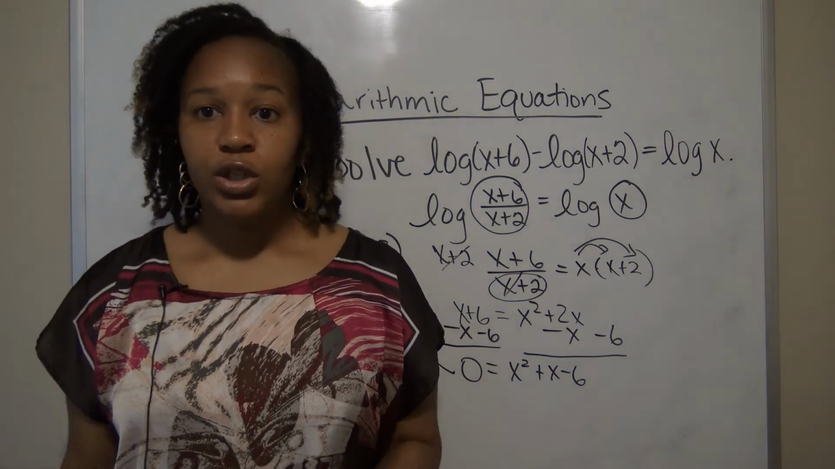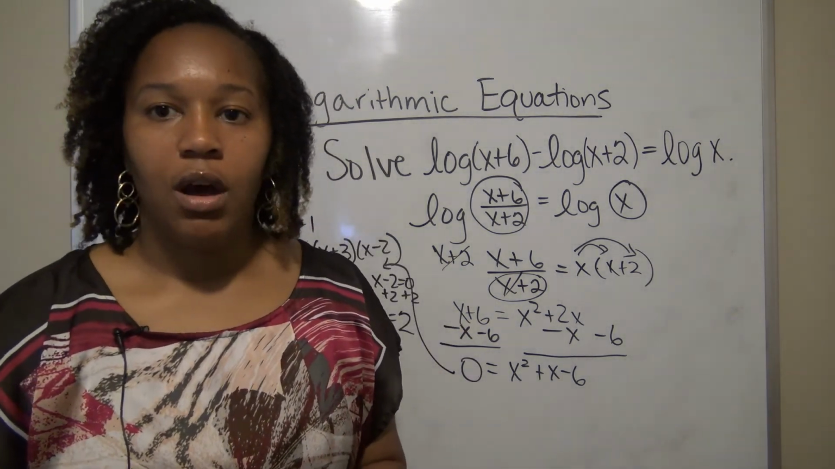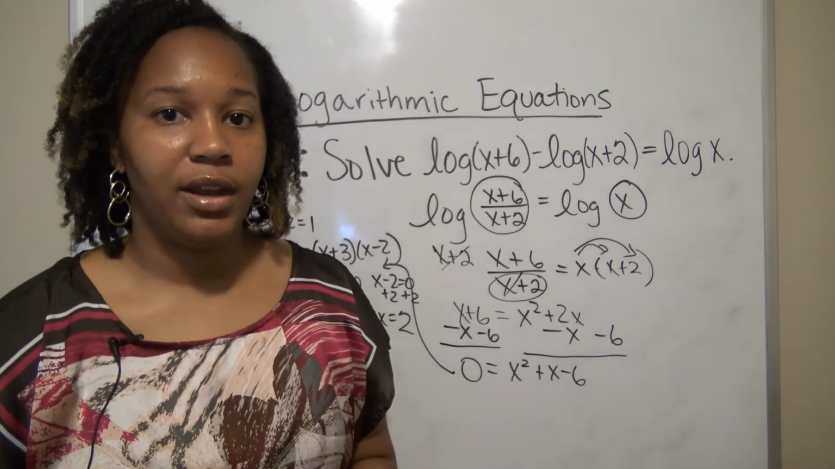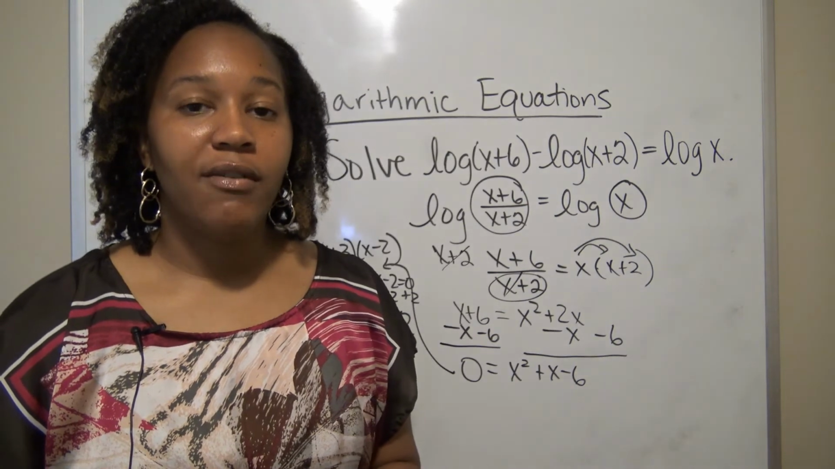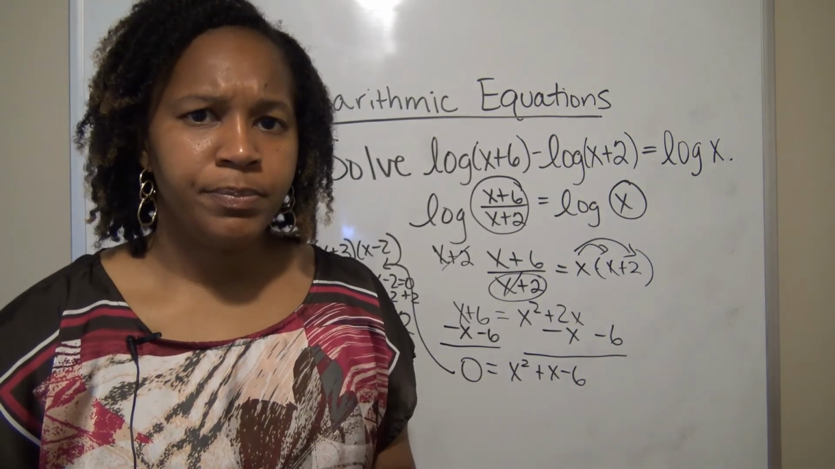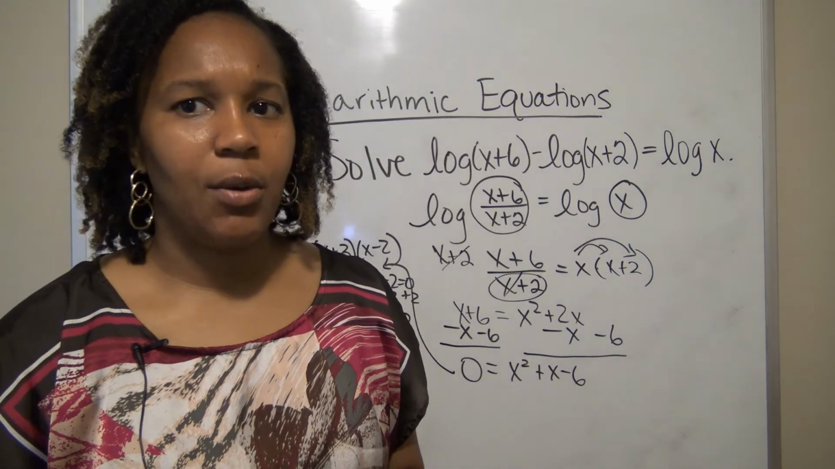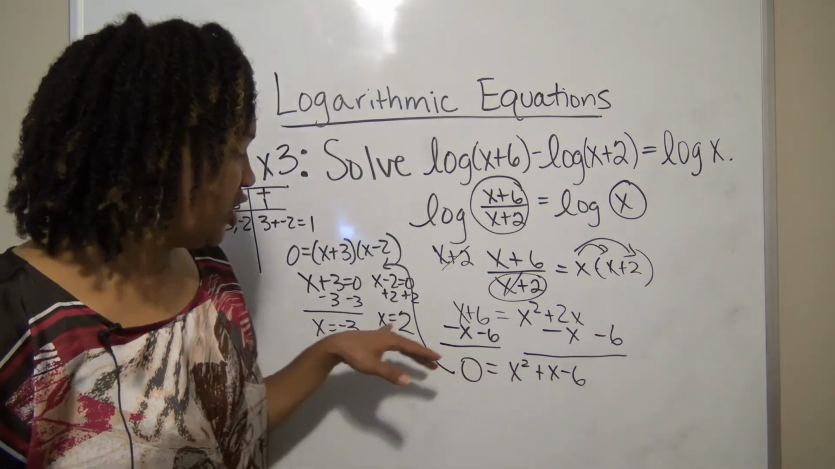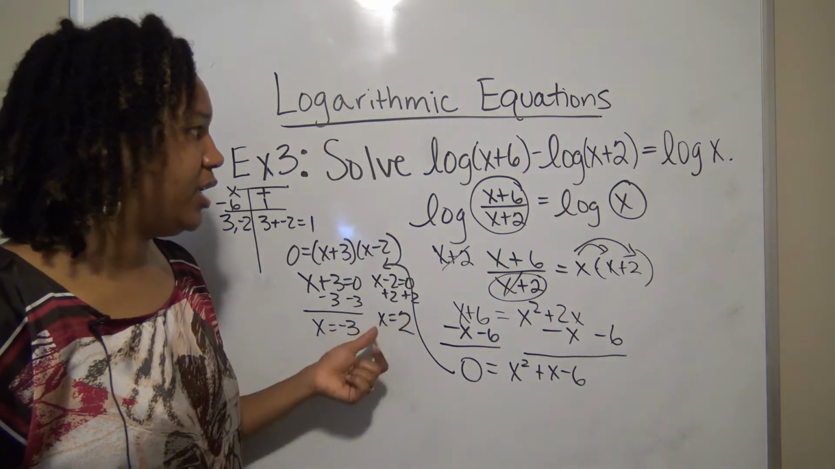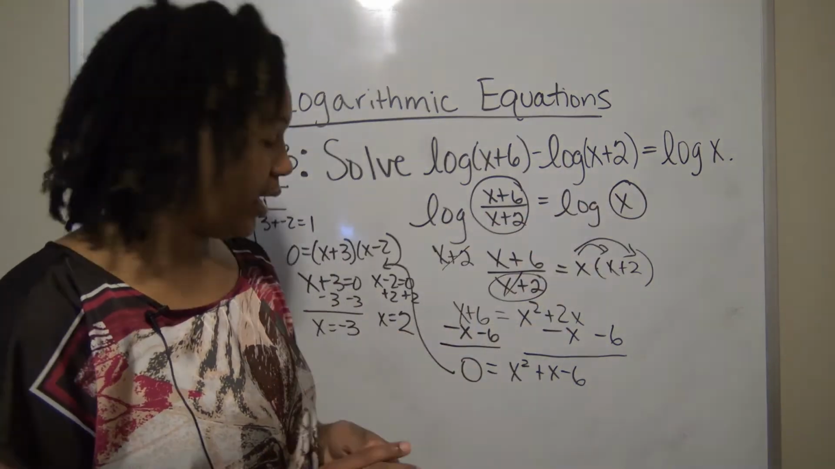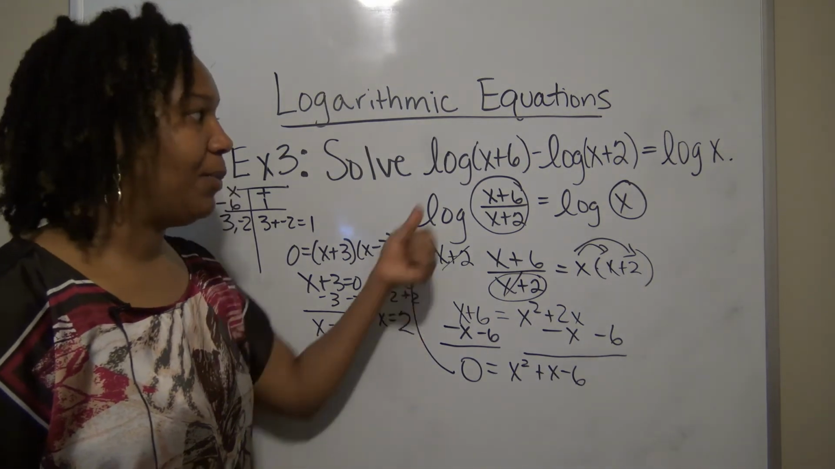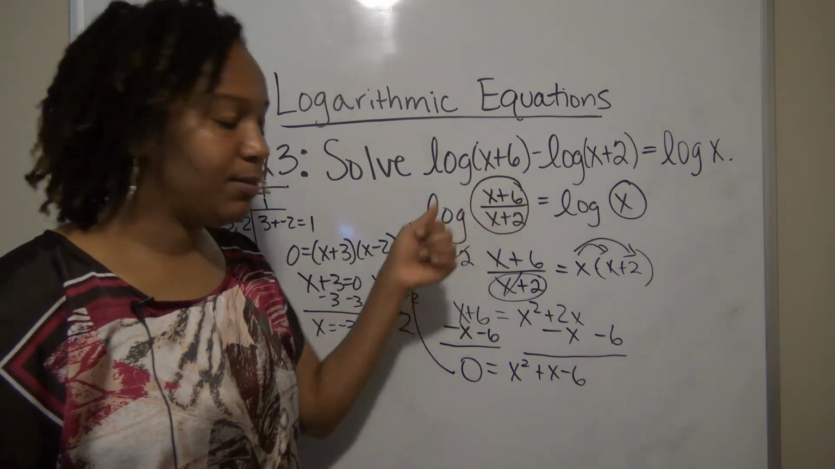Now, there are some restrictions when it comes to solving logarithmic equations, and that is you cannot take the log of a negative number. So whenever I'm solving a logarithmic equation, I have to go and check these solutions to make sure that it doesn't give me the log of something negative. It's not that my answers can be negative, it's that when I plug it back in, I can't be taking the log of something negative.